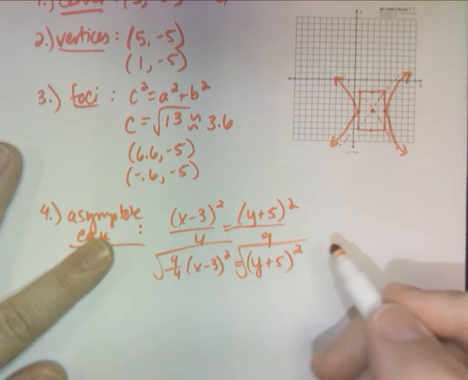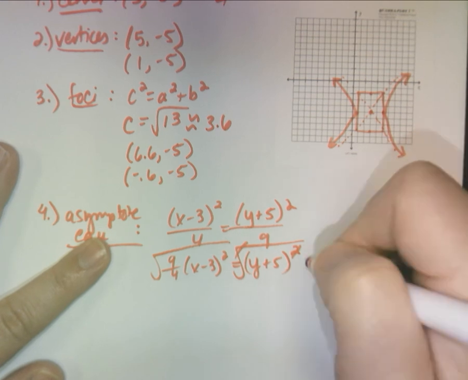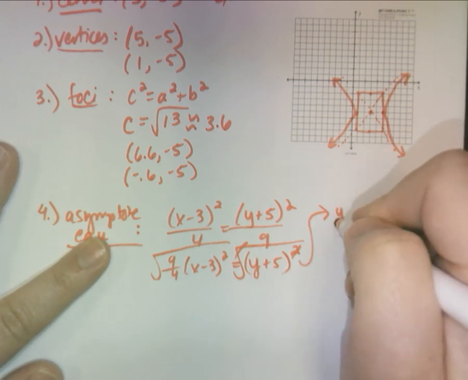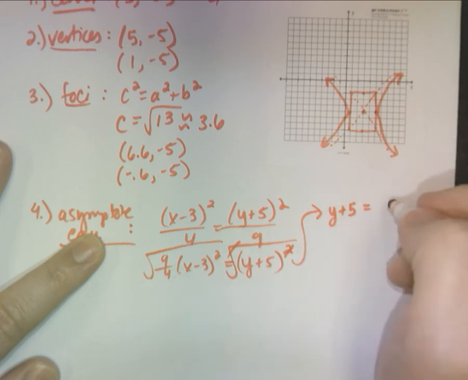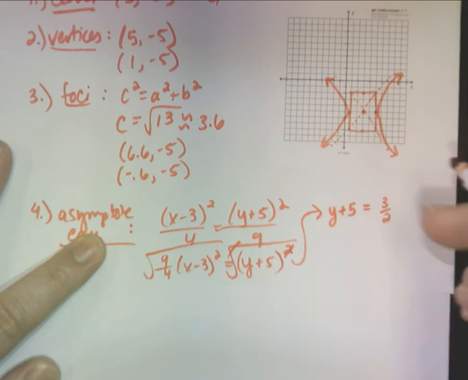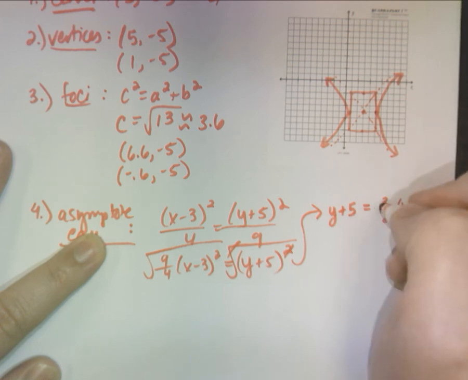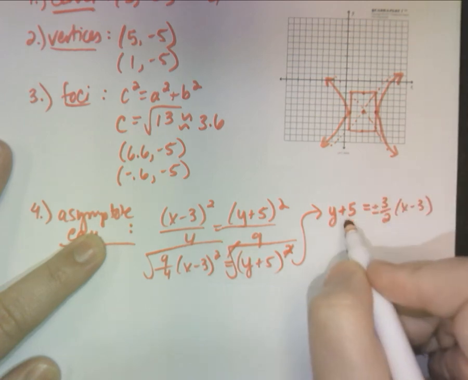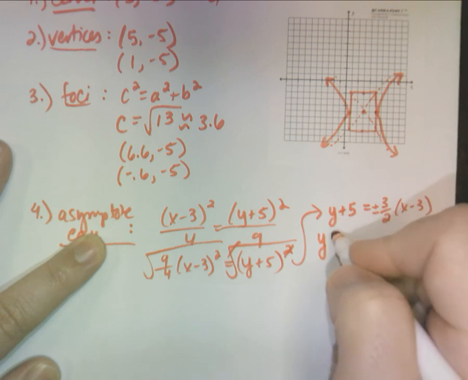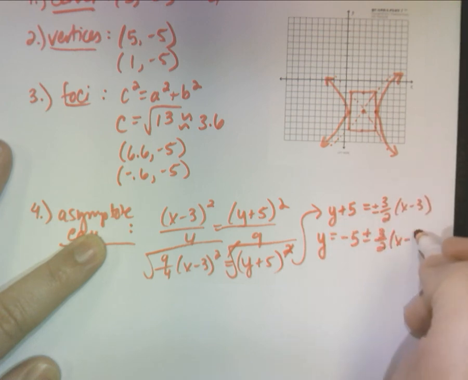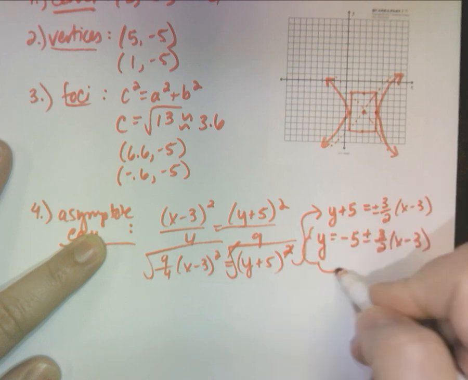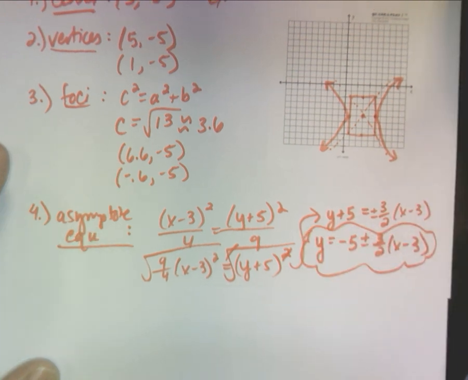Take a square root. The square root and the square cancel. I'm going to flip this to the other side. Square root of 9 is 3. Square root of 4 is 2. And the square root of x minus 3 squared is x minus 3. Stick a plus or a minus and bring the 5 in front and change its sign. y equals negative 5 plus or minus 3 over 2 times x minus 3. There you go. Those are the asymptote equations.